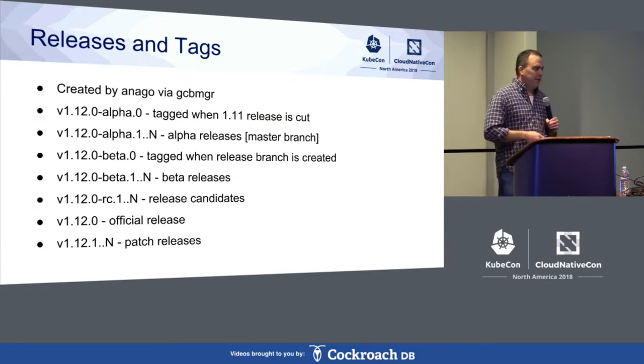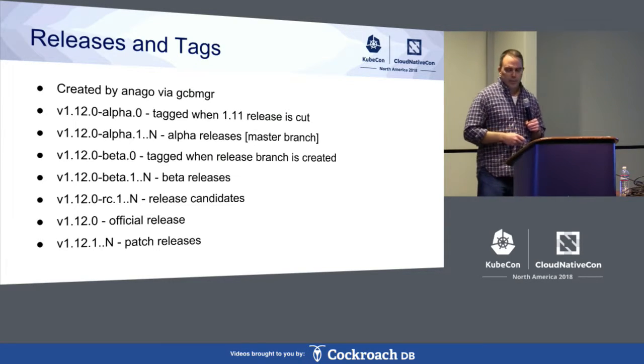I wanted to point out these tags because this is actually a question that came up even towards the end of the 1.13 release from people on the release team. When you create the official release, so when the 1.11 official release was cut, the v1.12.0-alpha.0 tag is created. And it's really nothing more than a tag. There's no release associated with that, but it's marking that point in time from which we're going to start the 1.12 release from the master branch.